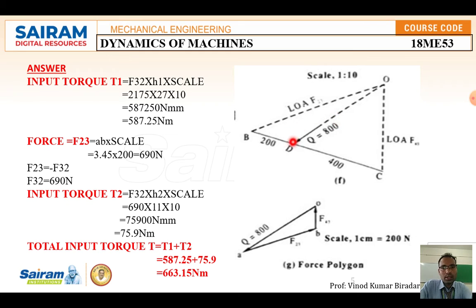According to this, you have to draw the free body diagram. Again, you have to construct the force polygon diagram. From this, B to D is 200, and D to C is given as 200 and 400. Now you calculate the input torque, and next is T1 and T2. Because of the normal force, you have to calculate the torque, and the initial position torque you have to calculate as T1 plus T2.